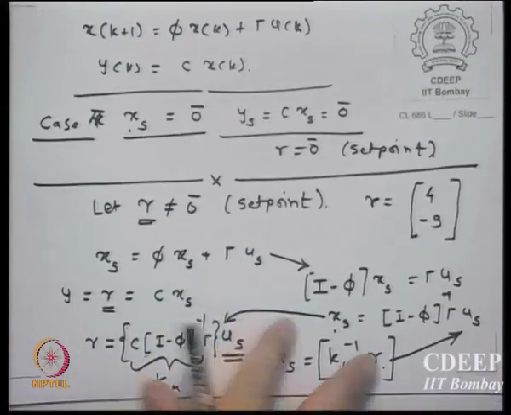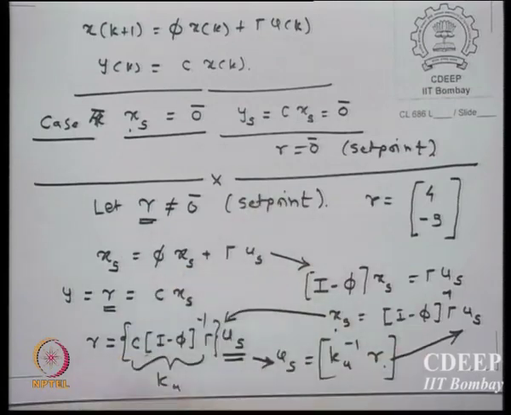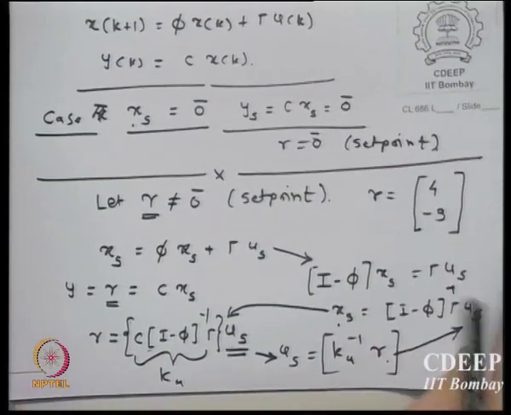So how do I get this xs and us, knowing r is clear from here, at least for the ideal case where the number of inputs is equal to the number of set points or number of outputs. See, what I am trying to do here is something like this. Continue on this page.